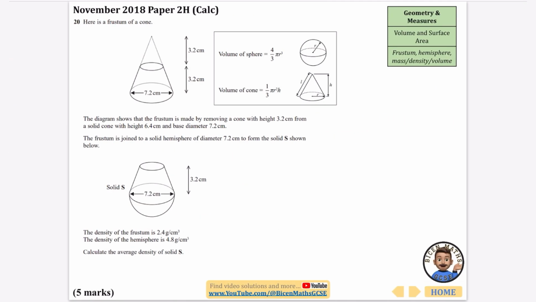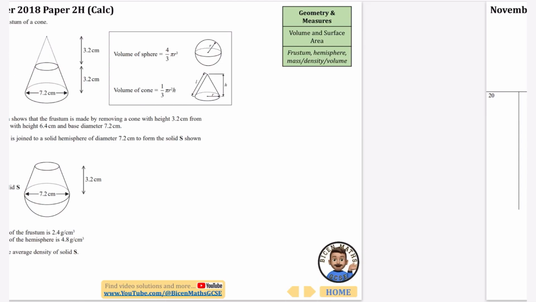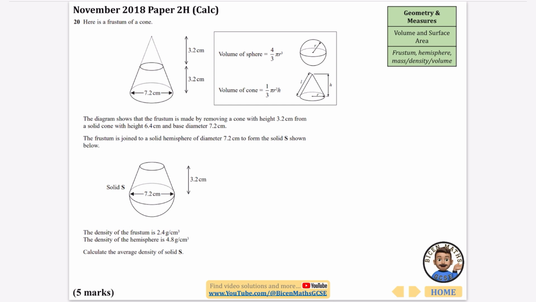Okay, this time we have got something which is a lot of numbers that need to be done. I think this is the last one that we've got here, and this is about density. So it says here is a frustum of a cone. Again, they've given us the formulae. A frustum is where you have a cone and you take off the top part. You kind of slice it directly horizontally across.